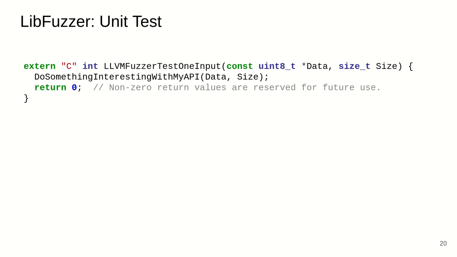In LibFuzzer, you write a single unit test as an LLVMFuzzerTestOneInput function, and you get a uint8 data array and a size. And then you can do something interesting with your API, with the data and the size. And then you return 0 when you're done. So this is one test where you get fuzz input, and the fuzzer will use coverage feedback to mutate the data and the size being passed. So the fuzzer automatically explores this function that you are targeting and creates many different test inputs for this target.